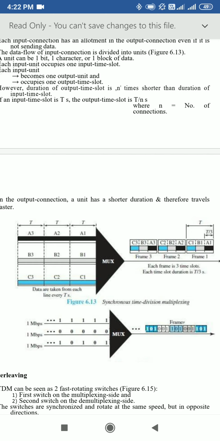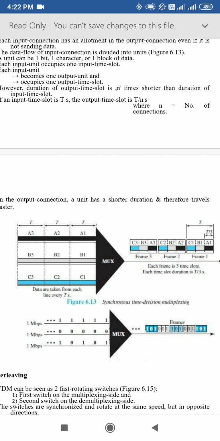Hence, capacity of the channel is wasted. This is about the synchronous time division multiplexing. You can just look at the diagram. Before multiplexing, we have the data as A1, A2, A3, B1, B2, B3, C1, C2 and C3.